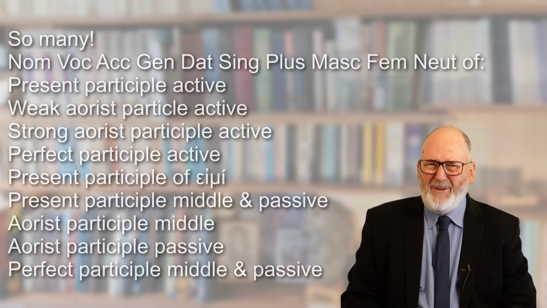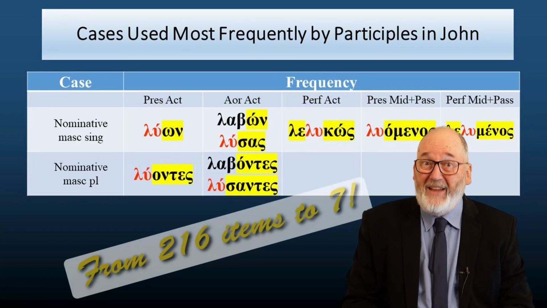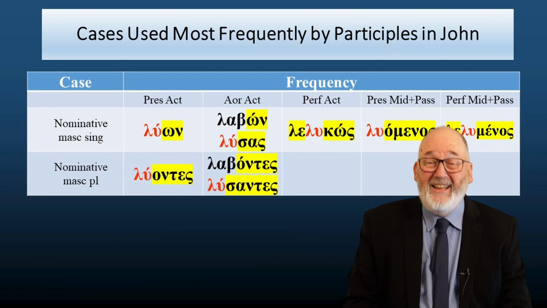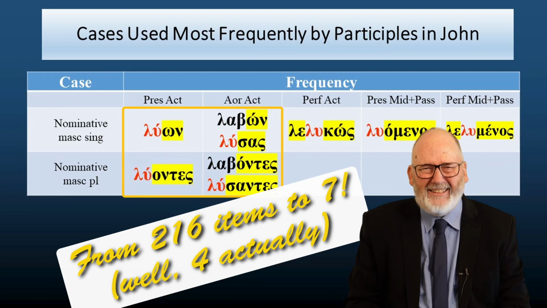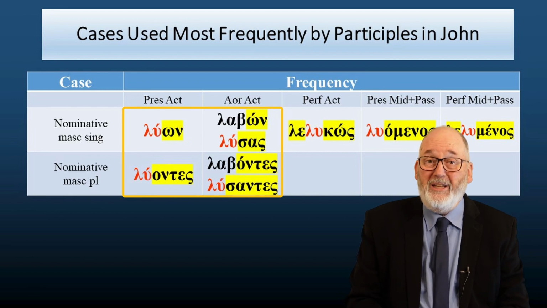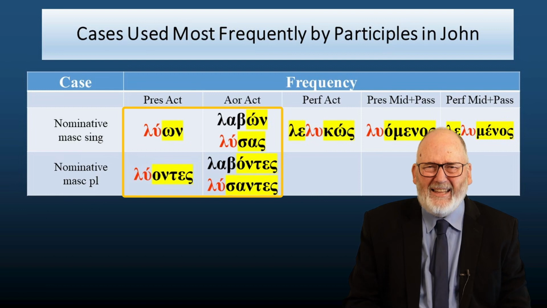So here's the payoff. Do you remember that daunting list of paradigms of participles found in the New Testament? We have narrowed that down to the 7 most common ones. And in fact, the beginner can get away with just knowing about 4 of them, at least from the start. You're going to want to know them all at some stage, and later in the video we're going to be looking at them in more detail. But at the start, you can get by with just these 4.